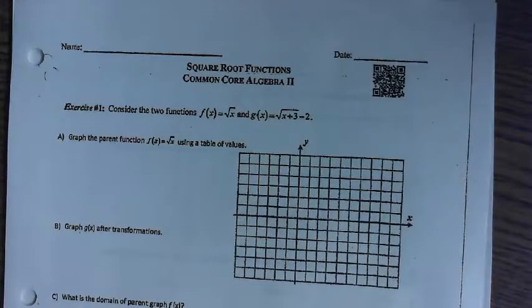Ideally, you'll know just by instinct what these functions look like, what their parent graphs look like, so that you can move and shift and stretch and compress accordingly. If you don't, though, you can always do a table of values.